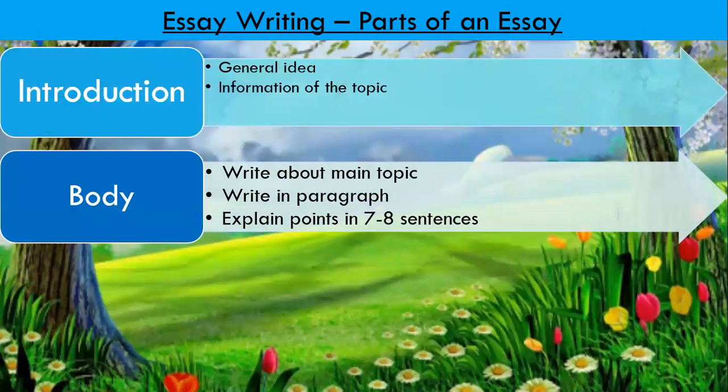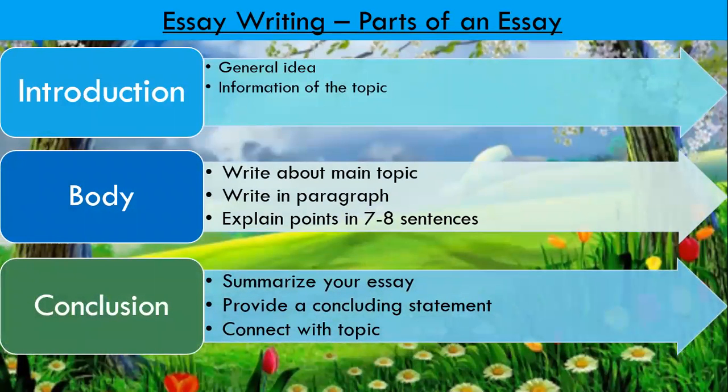The second paragraph, which we call the body: in this paragraph we write about the main topic, and we write it in the form of paragraphs, and we explain each point in almost 7 to 8 sentences. The last part, which we call the conclusion: in this paragraph we summarize our essay, provide a concluding statement, and we connect it with the main topic.